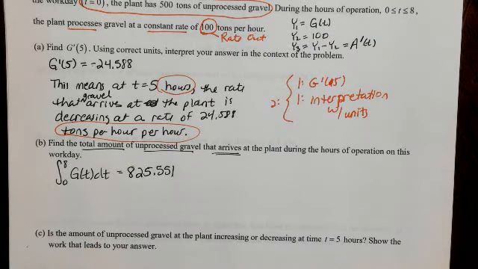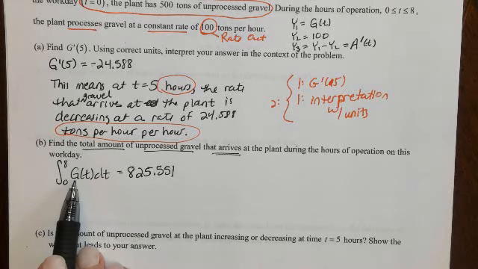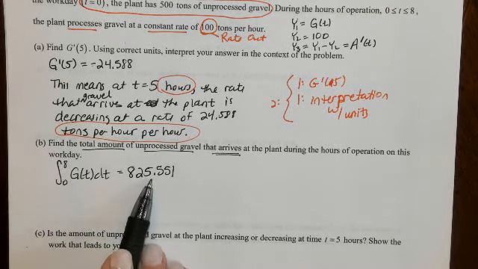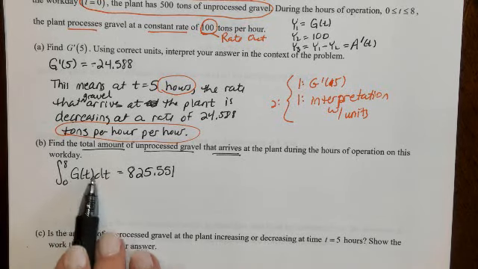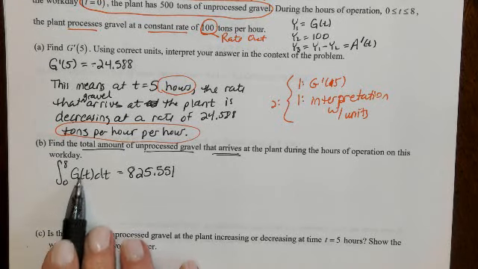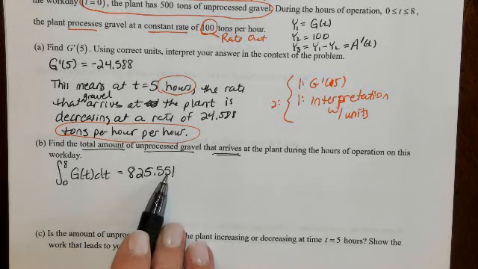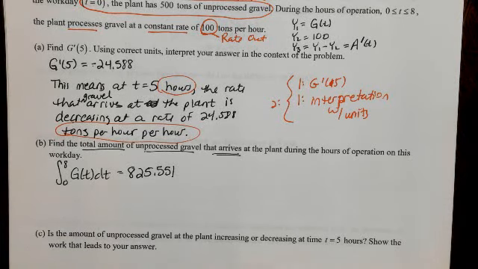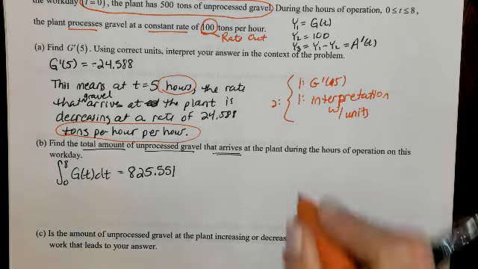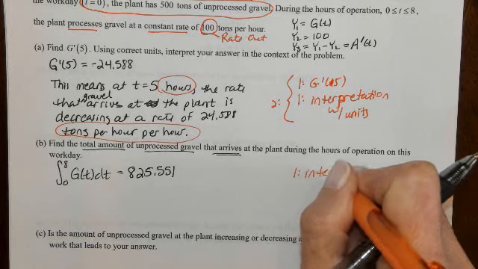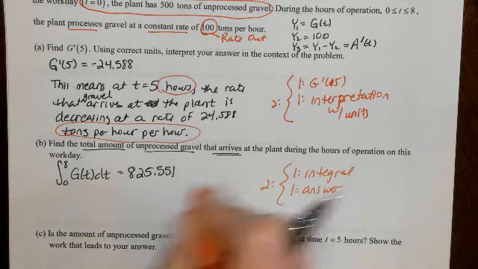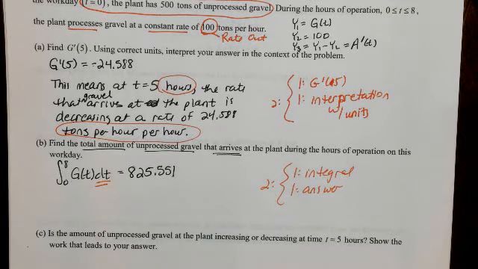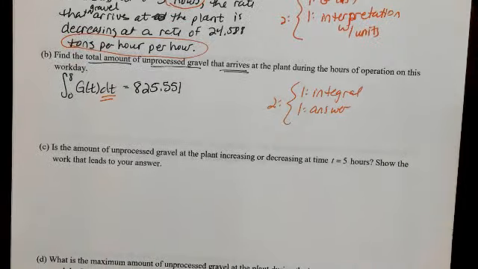Okay, they didn't ask for units here, but remember G is the rate that gravel is arriving, so this would be in just tons. If they needed units, it would just be in tons. When you integrate the rate of tons per hour, you'll just get tons back. Okay? This was worth 2 points. 1 point for your integral, 1 point for your answer. Do not forget your DTs. Do not. Okay? All right.